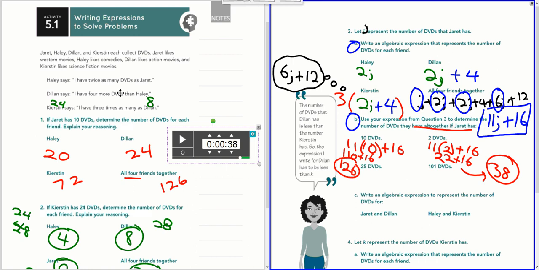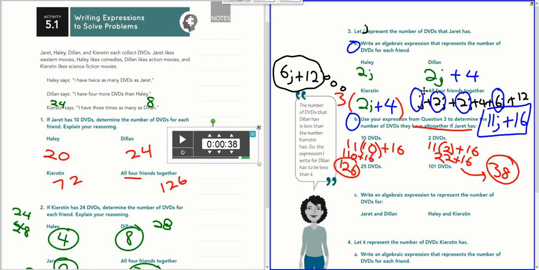Then Kirsten comes along and says, I have 3 times as many as Dylan. So if Dylan has 2J plus 4, I'm going to multiply that by 3. Now this thought bubble is to say, what if I simplify this? Because it's starting to get a little messy. I can do 3 times 2, which is 6, so that'd be 6J, and then 3 times 4, which would be 12. I cannot combine those because they're not like terms, so it's 6J plus 12.